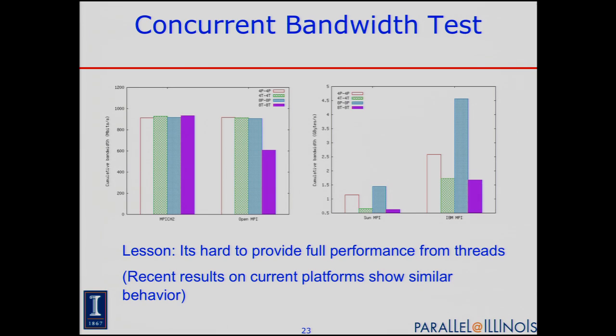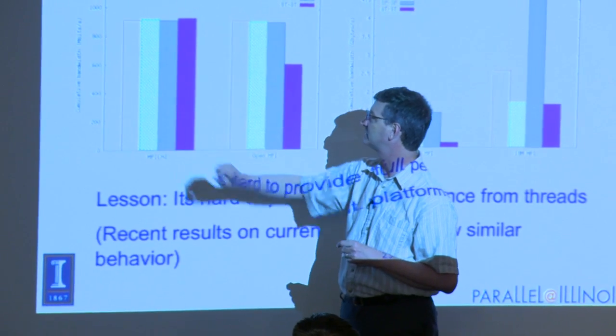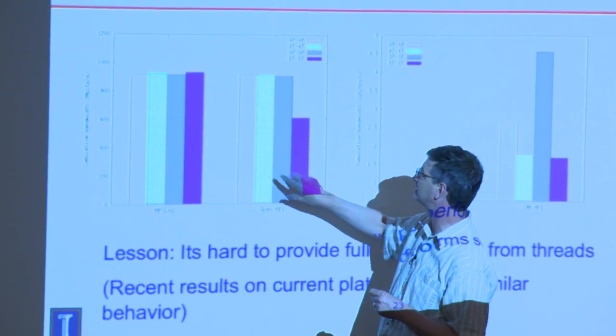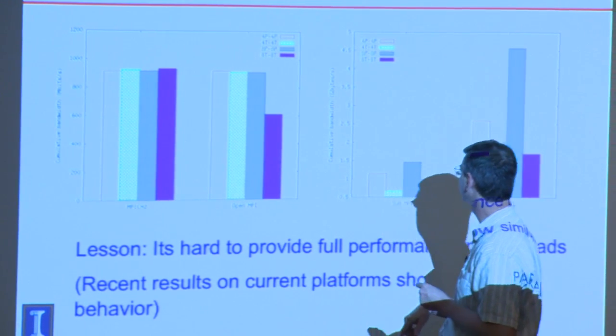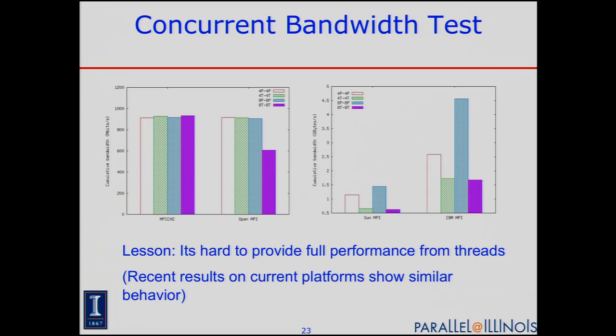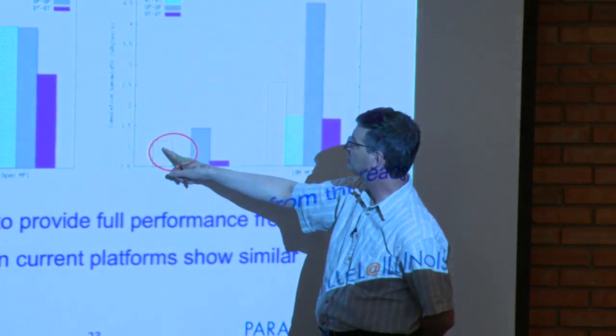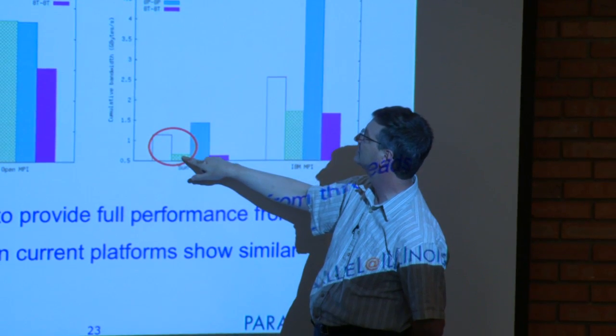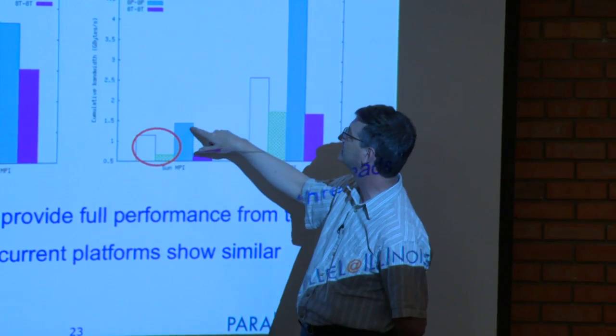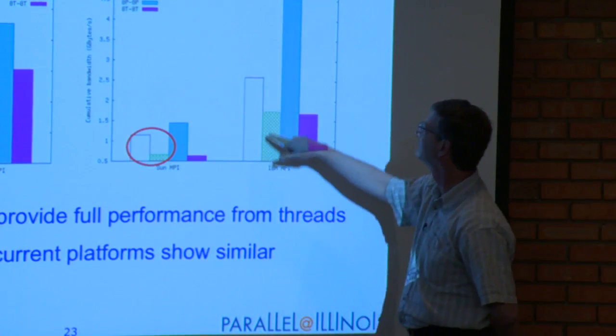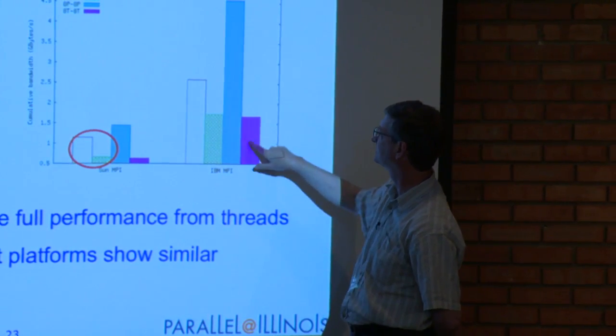Here's a couple of examples. These are a bit old, but we still see things similar to this. This is an old version of MPI. Stage 2 was pretty much the same. An old version of OpenMPI was pretty much the same, except when you had 8 threads to 8 threads. And then these were 2 commercial versions. So this is bandwidth, so up is good. This is 4 processes to 4 processes. This is 1 process with 4 threads to 1 process with 4 threads. 8 processes, 8 threads.